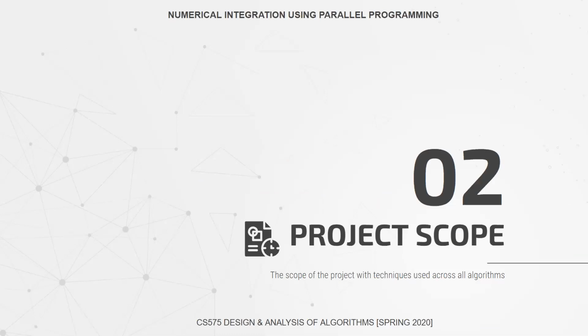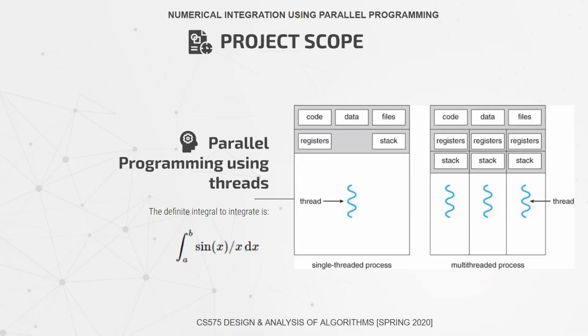Now, the scope of this project: why are we using parallel programming and techniques? If we execute the integral from a to b of sin x dx in a single program, then the complete operation takes a lot of time. But in the case of multi-threading, the integration, being the area under the curve, can be done in smaller parts, and then the final value can be aggregated together. So to achieve a good speedup, we are using parallel programming with the help of pthreads.